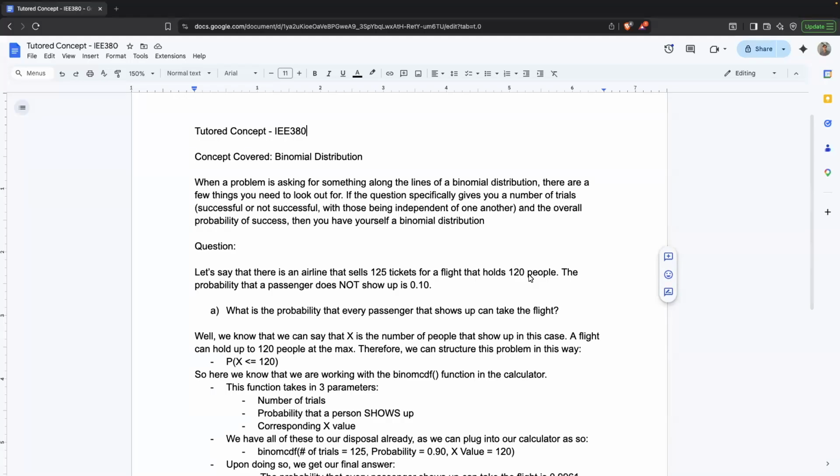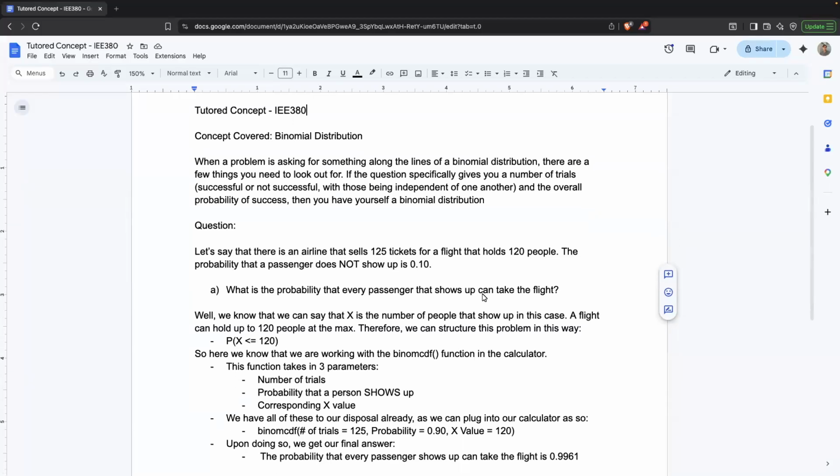So in this part of the problem, we're given a scenario where an airline sells more tickets than available seats. We're also given the probability that a passenger will not show up, and we're asked to find the probability that everyone who shows up can still fit on the plane. Highlighting the important information, we're given a fixed number of trials, which represents the total number of tickets sold. Each passenger either shows up or doesn't show up, and the probability of each outcome is the same for every passenger, as each event is independent. So these are all indicators that this is a binomial distribution problem.